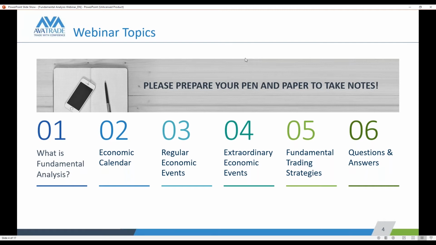Fundamental analysis, what is it? It's basically looking at the news. It's looking at what are the headlines saying, what are the economic numbers maybe that have been released of late. And there are two basic types of fundamental analysis. One would be regular economic events, like you'd see on an economic announcement schedule. We'll take a quick look at one today.